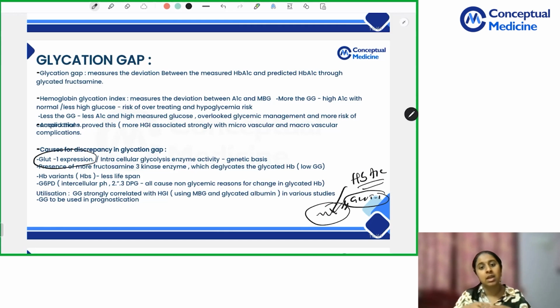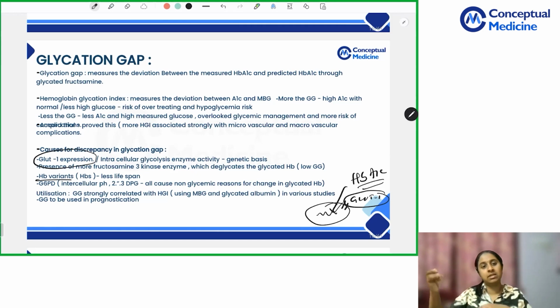Similarly, the intracellular glycation enzymes. HbA1c is actually non-enzymatic glycation only. But sometimes after glycating, there is an enzyme needed for deglycating. If that enzyme is not acting, you will have high glycation, which means your HbA1c would be constantly higher. It will never be lower. Okay. So Hb variants again.